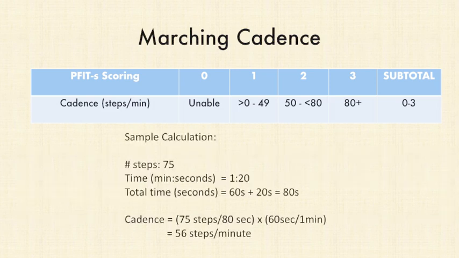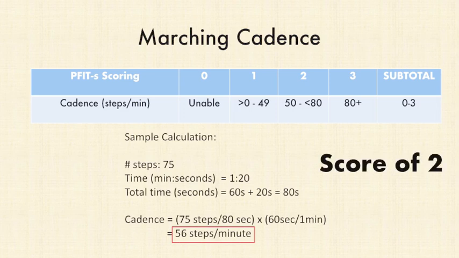We can calculate the patient's cadence as follows. If the patient takes 75 steps in 1 minute and 20 seconds, we would equate that to 75 steps in 80 seconds. We then divide 75 steps by 80 seconds. Because this now only gives us the steps per second, we must now multiply by 60 because there are 60 seconds in a minute. This patient would then get a final score of 56 steps per minute. The patient would therefore be given a score of 2 on the PFIT.